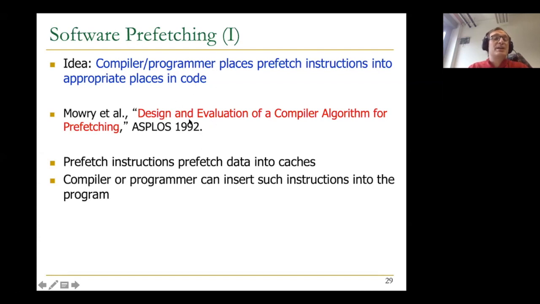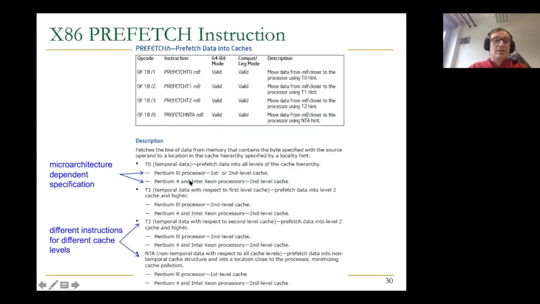So in this paper, the prefetch instructions prefetch data into the caches. And the compiler or programmer can insert such instructions into the program. The key innovation in this work was having a compiler algorithm that analyzes the program, analyzes the cache misses, analyzes the load instructions, analyzes when you can do this, and analyzes where to insert the instructions to do the prefetching. Okay, so let's take a look at some of these instructions. This is from one of the x86 instruction manuals. Clearly, you can see that there are different forms of prefetch.